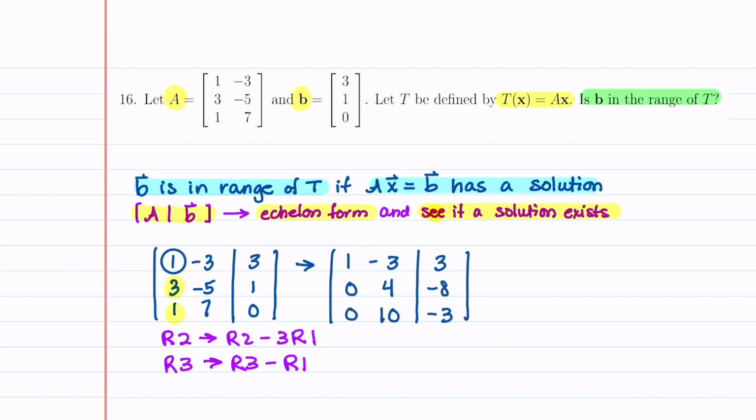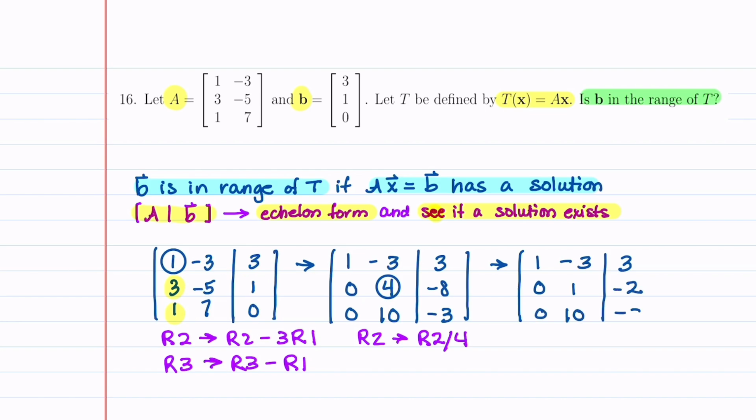Now we're going to circle our next pivot. Notice that this would be a lot easier if this pivot were equal to 1. So we're going to do a scaling and take row 2 and replace it with row 2 divided by 4. And that'll make things a lot easier. Our first row stays the same. And then our second row, we're going to divide each term by 4. So we have 0, 1, minus 2. And then our third row stays the same.